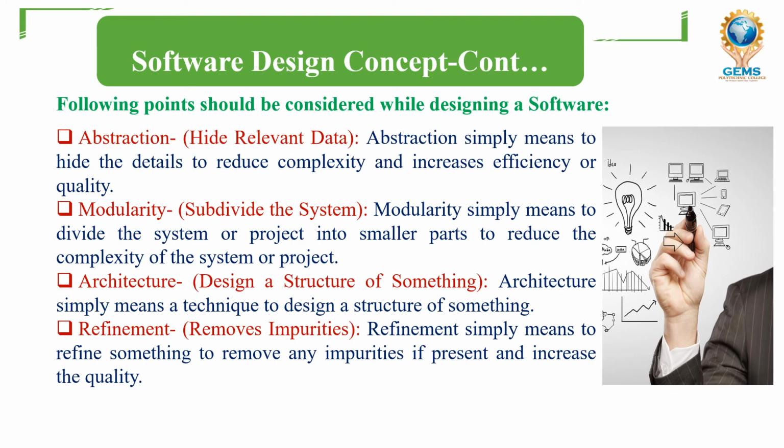Now the following points should be considered while designing software. So these are the points we are going to consider when we design the software. First point, abstraction. Abstraction means hide the relevant data. Why? Because it reduces the complexity and increases the efficiency and quality. Abstraction reduces the complexity and increases the efficiency or quality of the software.